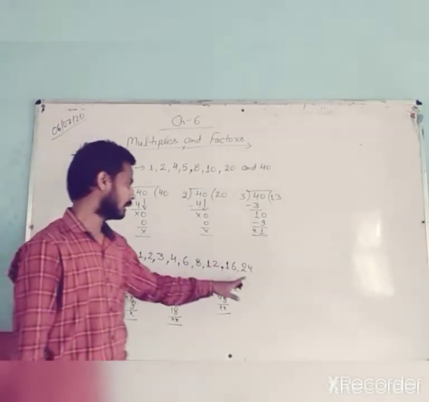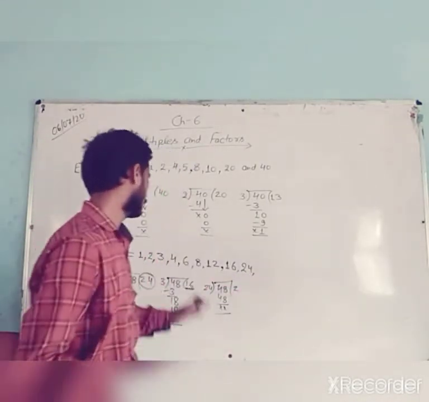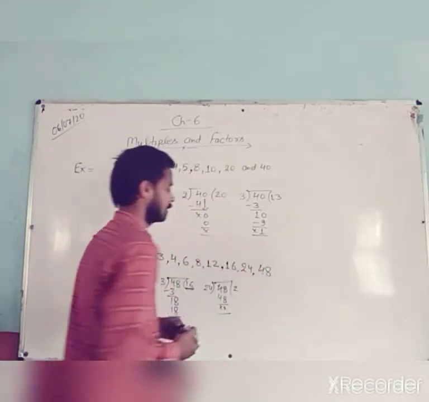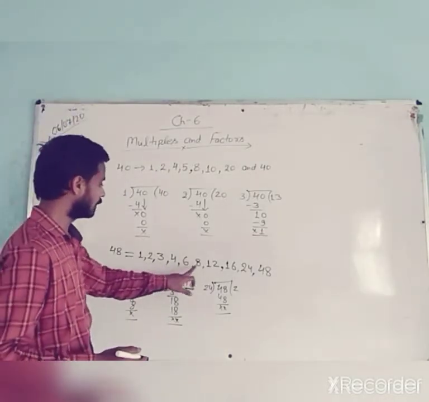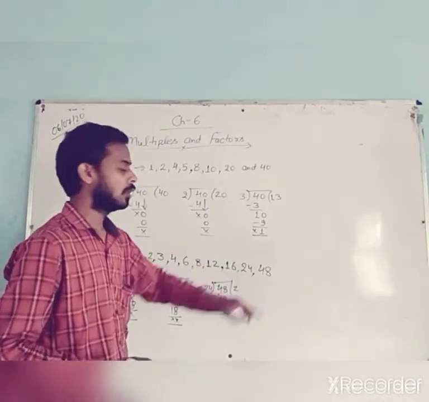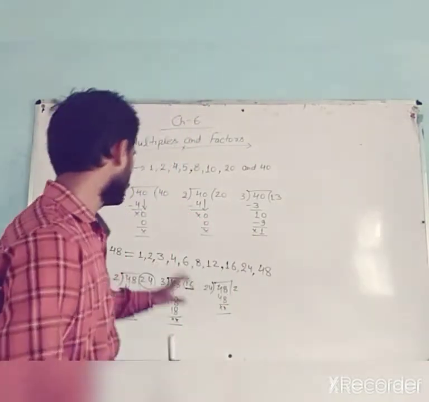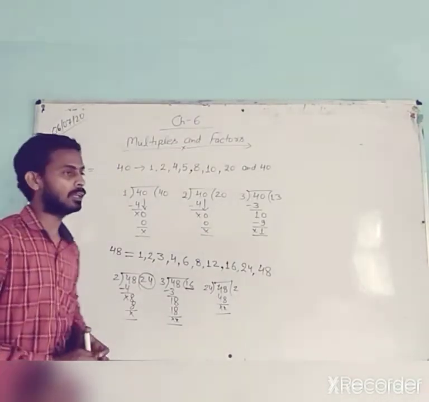Clear? That is why 24 is there also. The next number after 24 is 48 itself. Clear? So now 1, 2, 3, 4, 5, 6, 7, 8, 9, 10. 48 has 10 factors. Clear? In this way you can find factors of the given numbers.